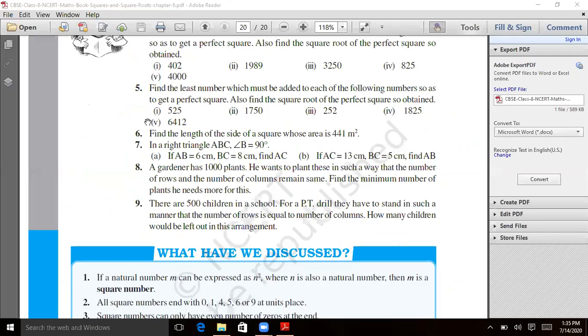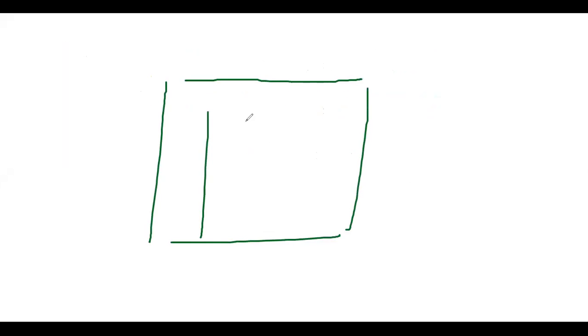1000 plants are there. ठीक है, उनको इस तरह से लगाना है that the number of rows and columns should be same. Find the minimum number of plants he needs more. अब ऐसा तो है नहीं कि 1000 ही पूरे हो जाएंगे number of rows and columns में. That means we will be needed more plants because 1000 is not a perfect square. 1000 एक perfect square नहीं है because it ends with 3 zeros, odd number of zeros, so it's not a perfect square. मतलब आप number of rows और number of columns लेते हैं, then you will not get a square properly, right? तो आपको properly square नहीं मिलेगा.